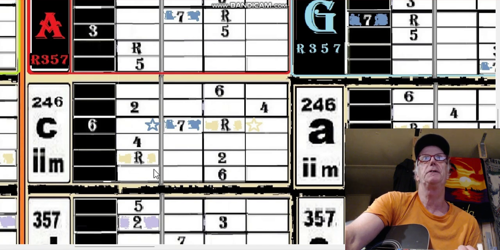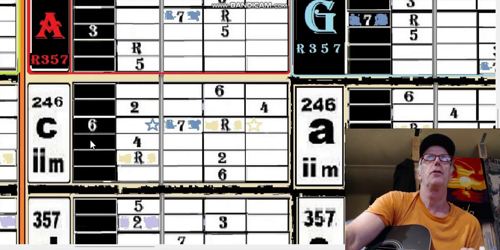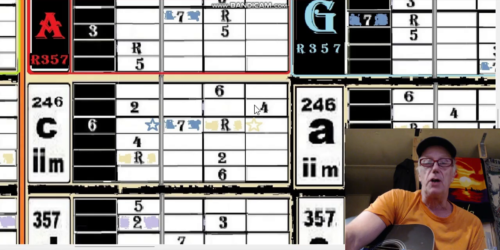5 in the pentatonic: 5, 6, root, 2, 3, 5, 6, root, 2, 3, 5, 6. But here's the fourth because it's tri-pentatonic. Now that's weird because we have the 4 there. So let's try that again. The A shape pentatonic is 5, 6, root, 2, 3, 5, 6, root, 2, 3, 5, 6. It's still kind of strange why this 4 is here, because it's tri-pentatonic.